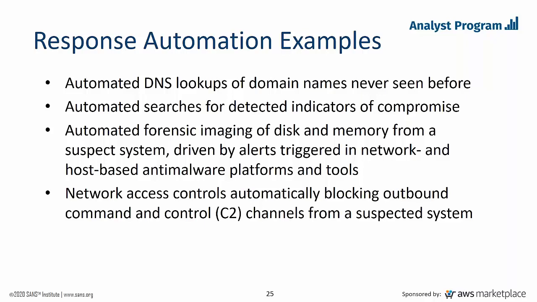Looking for indicators of compromise across my entire system spectrum. I can actually build that entirely through tools like Systems Manager within AWS. I could even perform forensic imaging of disk and memory automatically, entirely automatically, through detection of specific events. I could build network access controls that quarantine or even automatically block outbound C2 channels or suspected C2 channels, at least giving us some breathing room. So you can start coming up with these ideas.